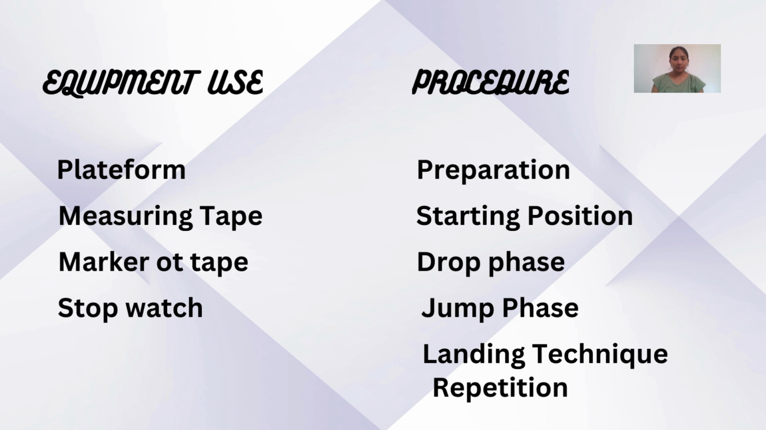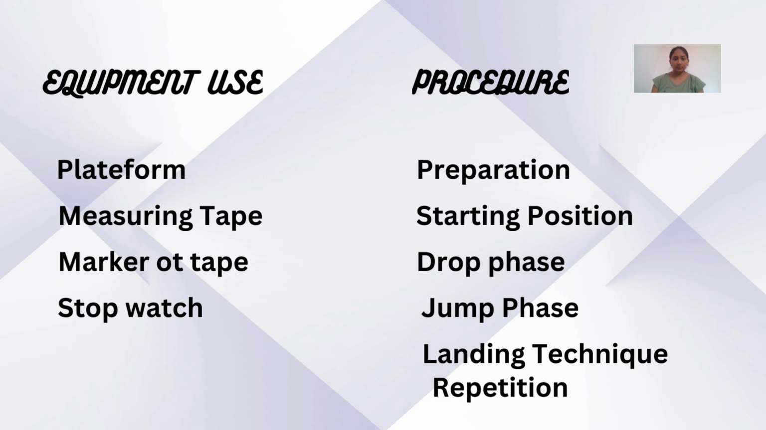Procedure for this test. First is preparation. The players stand on top of the plyometric box or platform. The feet should be parallel and shoulder width apart. Second is starting position: the player starts in an upright position with the arms positioned comfortably. Third is drop phase. On the command, the player drops off the box, focusing on minimizing ground contact time.